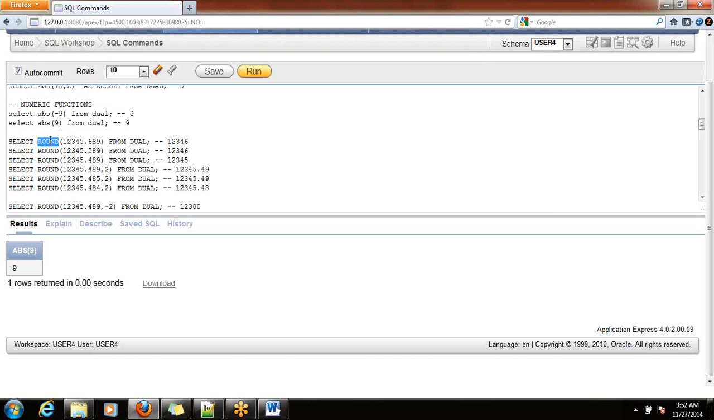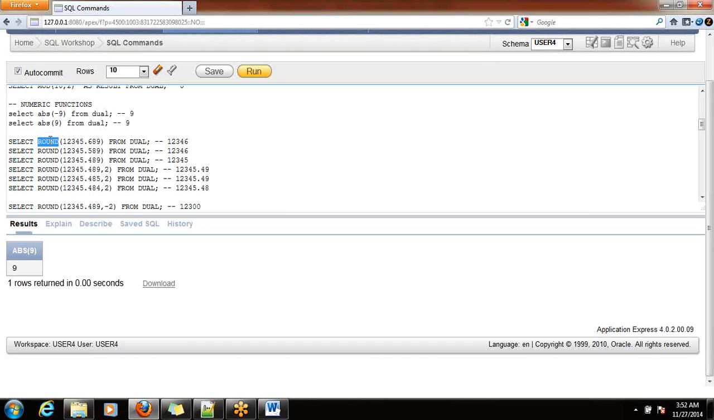Do not look into this value, you just observe the execution. So 12345.689 just gives 12346. It is rounding up because the first digit in the decimal value is greater than 5. Likewise, you can see I gave 12345.589. It is also giving 12346, because 0.5 and greater than 0.5 rounds up.